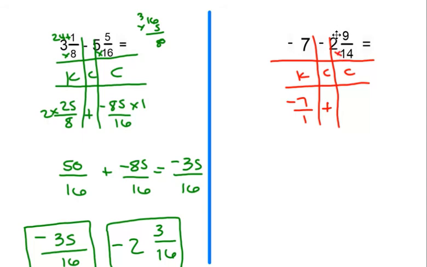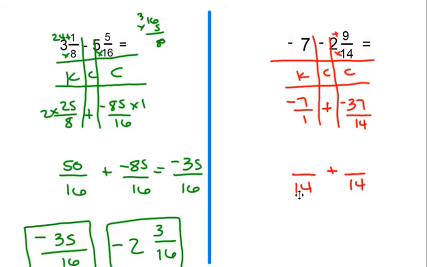So 14 times 2 is 28. 28 plus 9 is 37. The other thing is this was positive, so we're going to change it to a negative. Our common denominator is going to be 14.